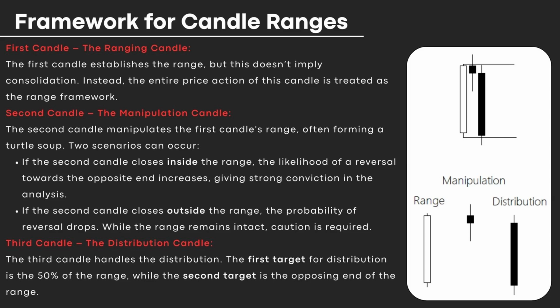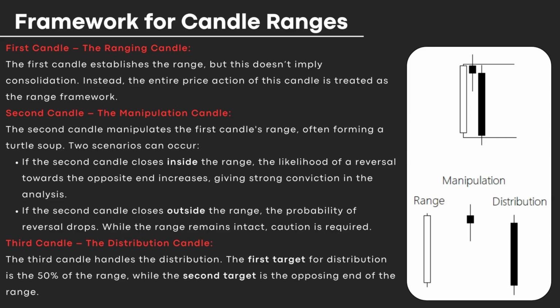The second scenario is when the second candle closes outside the first candle range. In that case, the odds of reversal drop and the probability of that CRT working out decreases significantly. But the candle range or CRT still remains intact. The only thing is that you have to be more cautious and risk appropriately in that scenario. These were the two different scenarios you can have with the second candle. Both are valid, but one is higher probability than the other.